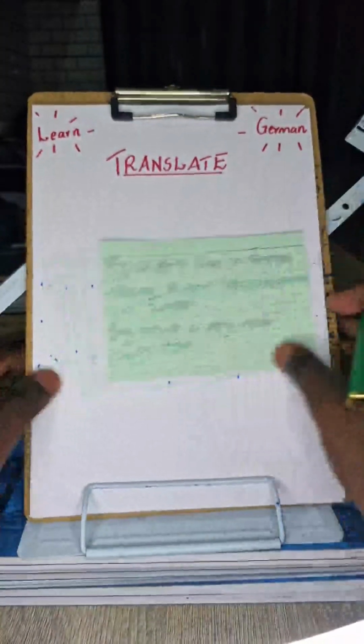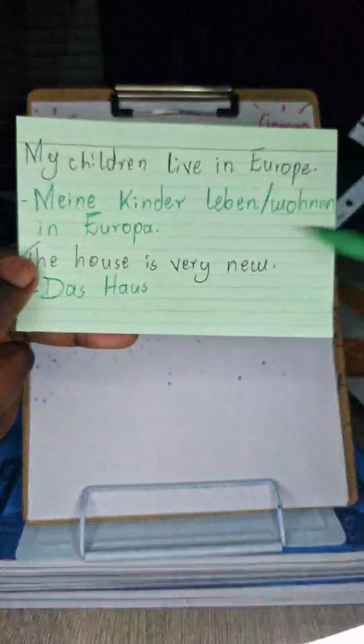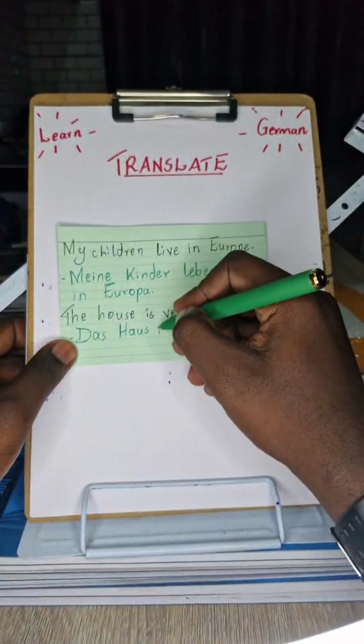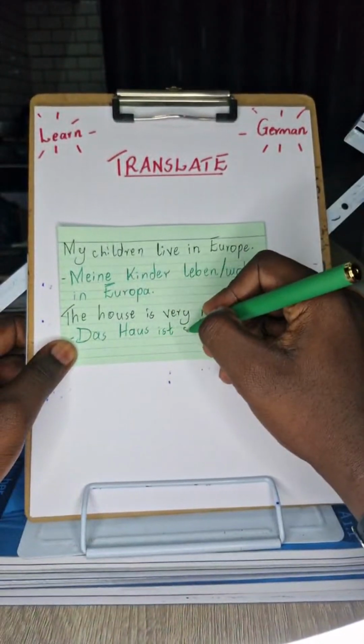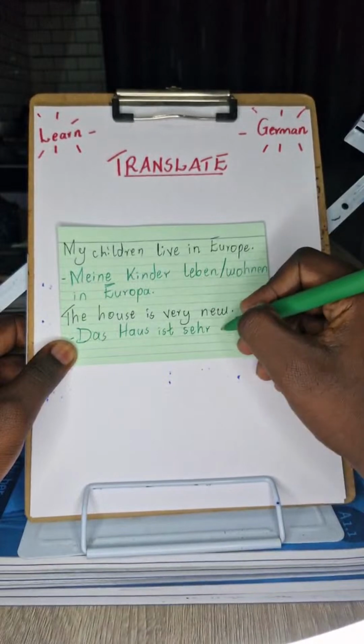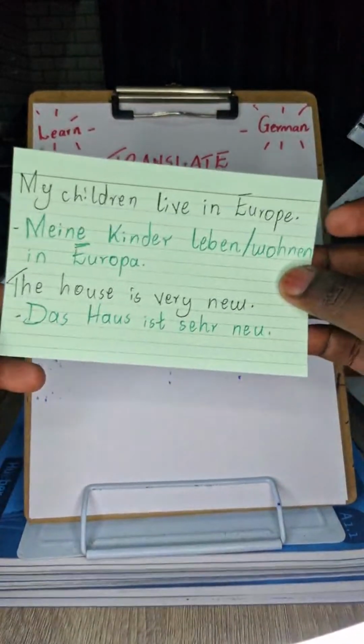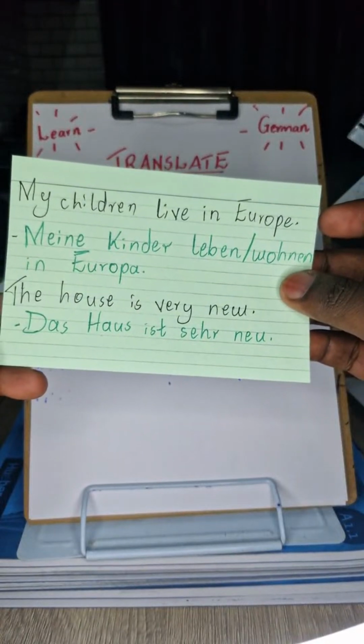And you notice that the house should be capital, right? The nouns should be in capital. So, das Haus ist sehr neu. Das Haus ist sehr neu. The house is very new.